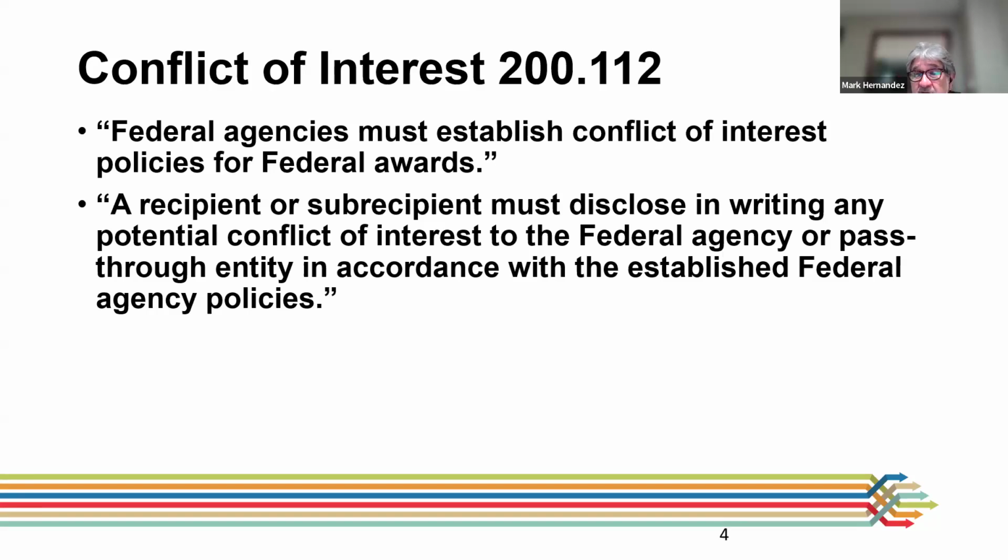Now, as it goes with the conflict of interest definition, the must is that the federal agencies must establish a conflict of interest policy that they will pass through to either the recipients or their pass-through entities. And that requirement goes in that direction. Recipients, like we talked about yesterday, are ones that get a direct award from the federal agency, where subrecipients get their awards from a pass-through entity. But in either case, whether you're a recipient or a subrecipient, you will need to disclose in writing any potential conflict of interest. That's just how the regulations flow from the federal agency to the pass-through entity to either recipient or subrecipient.